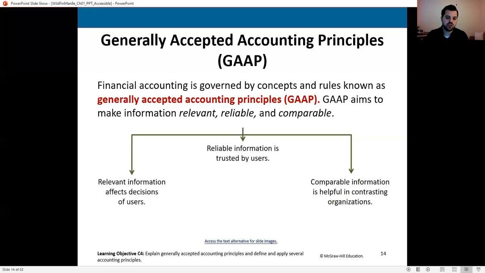Next, we want reliable information. So we want information that can be trusted. And finally, we want comparable information. So I want year over year to be able to be compared, not just within my organization, as Walmart, but maybe I want to be able to compare Walmart and Sam's and Kroger, right? All of these different companies within the same industry should hopefully have similar reporting standards so that if I want to go invest in a grocery store chain, then I can. I'm honestly not sure if Kroger is public or not, but the idea is the same.